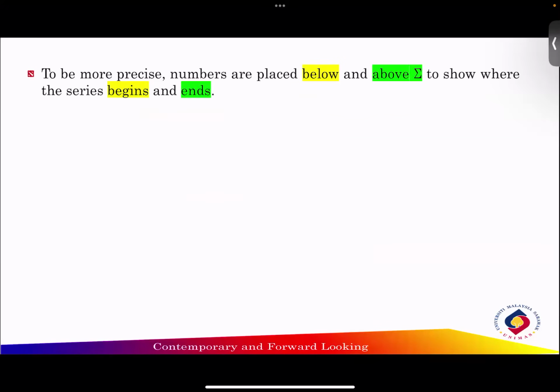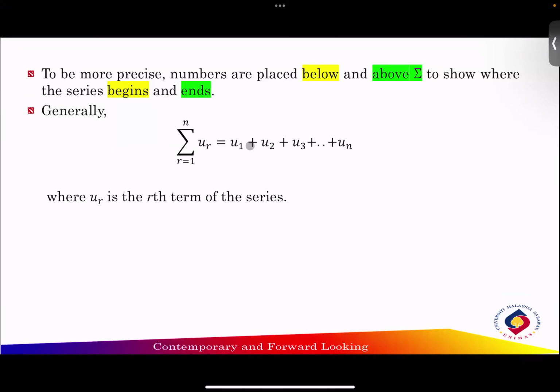So to be more precise, numbers are placed below and above sigma to show where the series begins. Where does the series begin and where does it end? As you can see just now, generally this one below is where it begins and then where it will end. Okay, so this is the formula for the whole entire series. The r term stands for the r-th term.